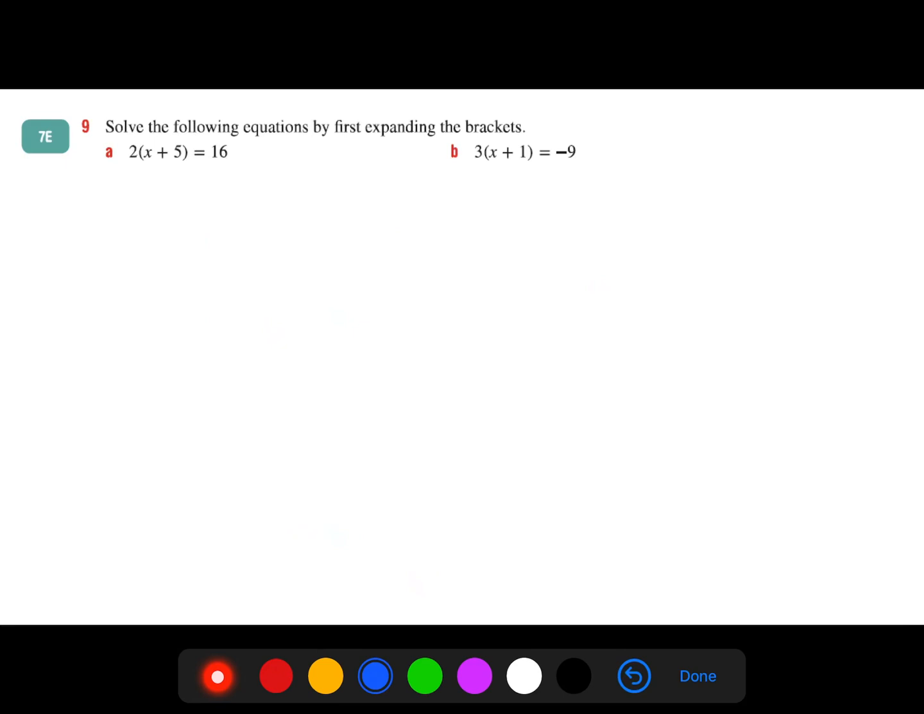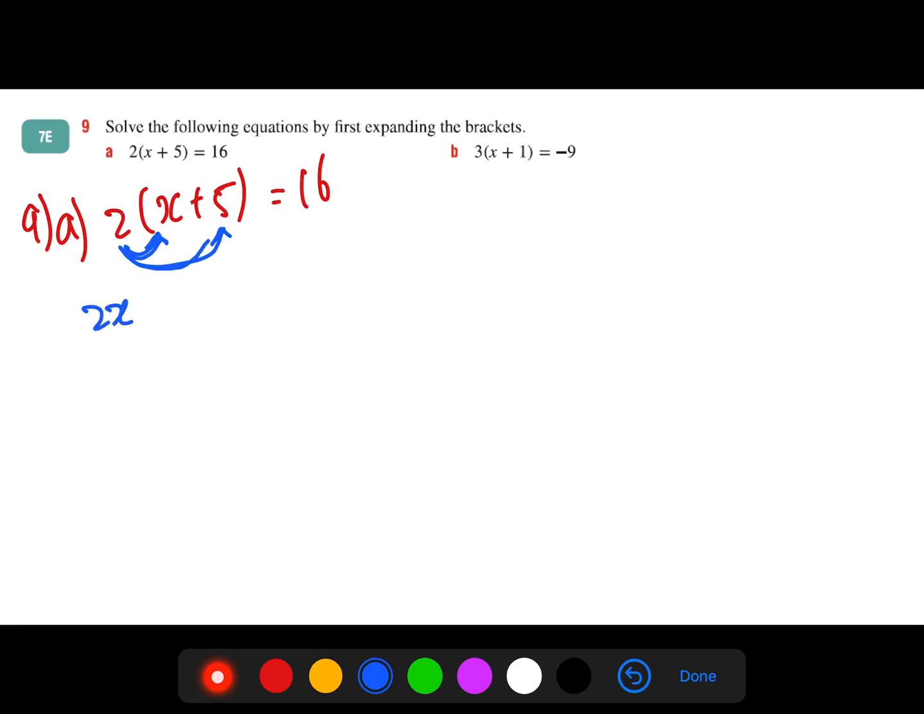Now for 7E, this one, it's pretty much the same thing. However, there's just an extra step, and that is just expansion. So, firstly, before I solve anything, I will need to expand this. Okay, so we'll need to go 2 times x. Yep, done the first one. Now I need to do the back number, plus 2 times 5. That's 10. And then the answer remains the same as 16.